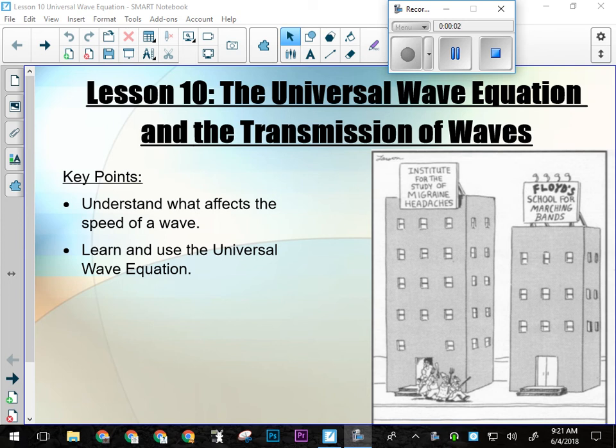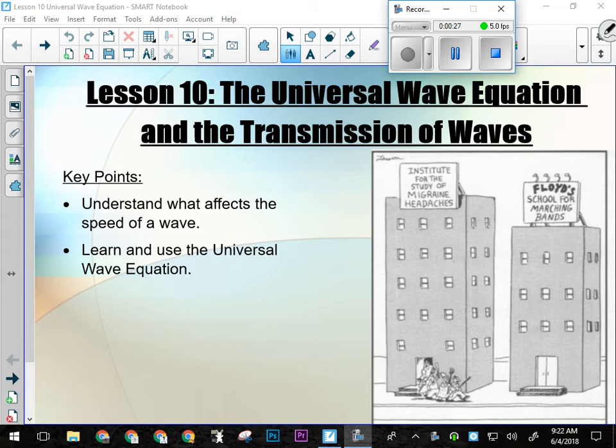Okay, so now that we've looked at the properties of waves, we know what things are important for a wave. We need to look at what's called the universal wave equation. The universal wave equation is super easy to use. It's just a 3-variable formula. Essentially, it's V equals D over T, but using the properties of a wave instead. It helps us to calculate the speed of the wave, the wavelength of the wave, and the frequency of the wave.